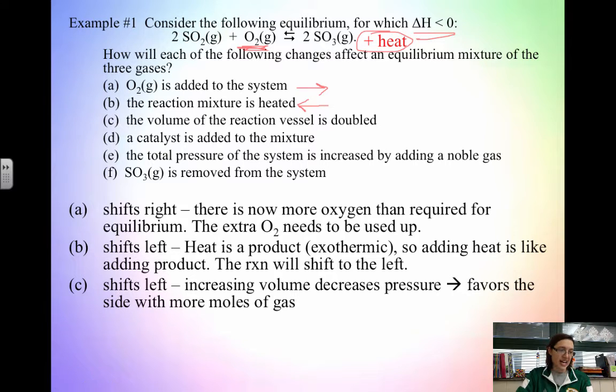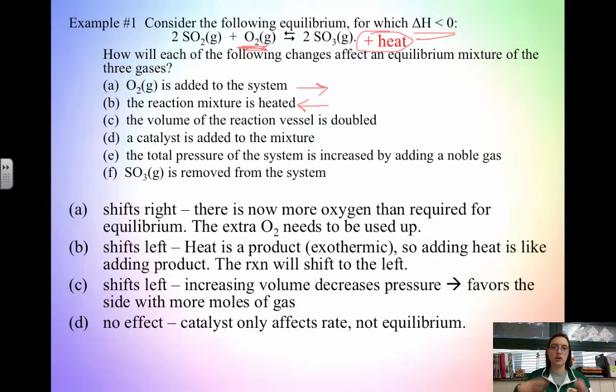D says that a catalyst is added to the mixture. Well, what does a catalyst do? It speeds up the reaction. But even though it speeds up the reaction, that's based on kinetics. Equilibrium is not based on kinetics. All it's going to do is change the speed to reach equilibrium. It's not going to change what's in that equilibrium mixture. So adding a catalyst actually has no effect. It only affects the rate.